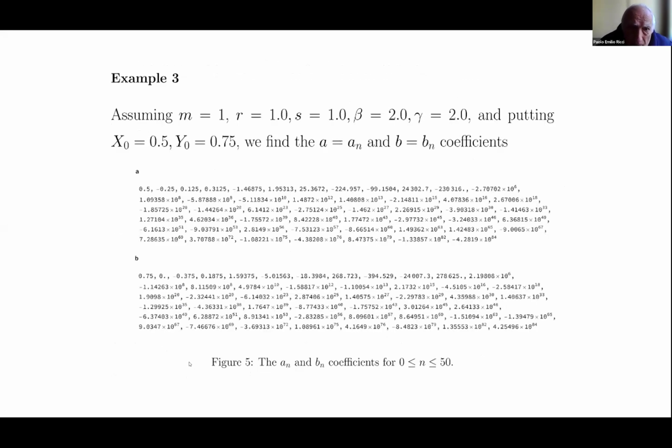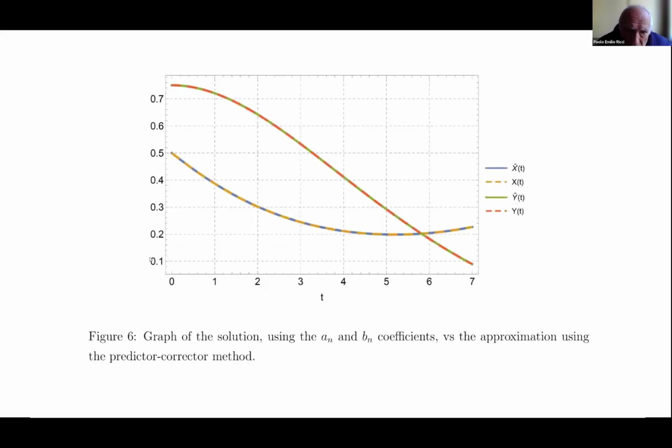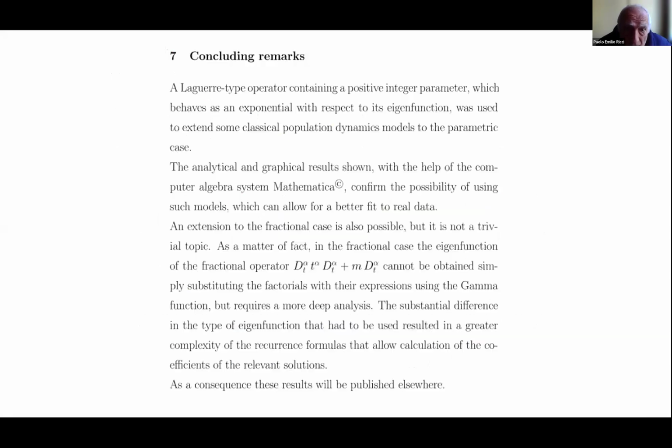A graphical example is this one. Assuming m equal 1, r equal 1, s equal 1, beta equal 2, gamma equal 2, putting x of 0 equal 0.5 and y of 0 equal 0.75, we find the coefficients up to 50, that is 50 coefficients of a and b. The curves of the solution compared with the approximation using the predictor method are shown in this figure.